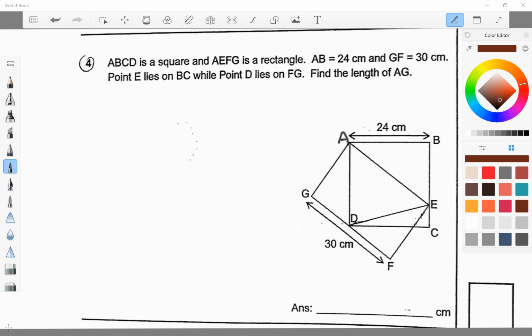ABCD is a square. Okay, it's given to us. ABCD is a square. And AEFG is a rectangle. And the dimensions are all given to us. AB equals 24 centimeters. GF equals 30 centimeters. Point E lies on BC, while point D lies on FG, and the question is asking us to find the length of AG. So with all of these criteria given to us, how exactly can we solve this question very quickly?